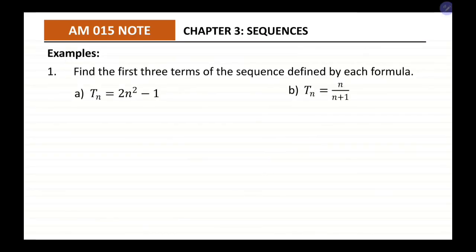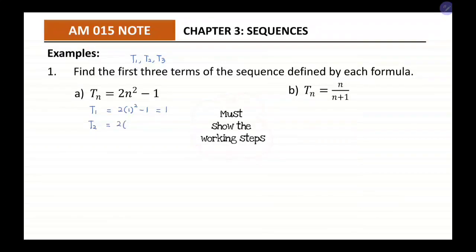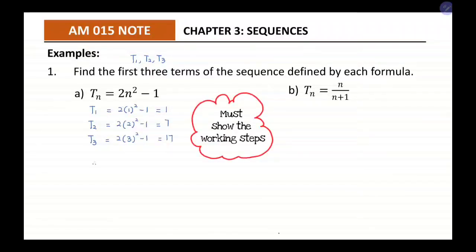We go to first example. Number 1. Find the first 3 terms of the sequence defined by each formula. First 3 terms means we want to find T1, T2 and T3. First question, Tn equals 2n squared minus 1. So we start to find T1. To find T1, we substitute 1 into n, then we solve, we get 1. We find T2, we substitute 2 into n, then we get 7. We find T3, we substitute 3 into n, we solve, then we get 17. Then we conclude the first 3 terms are 1, 7 and 17.